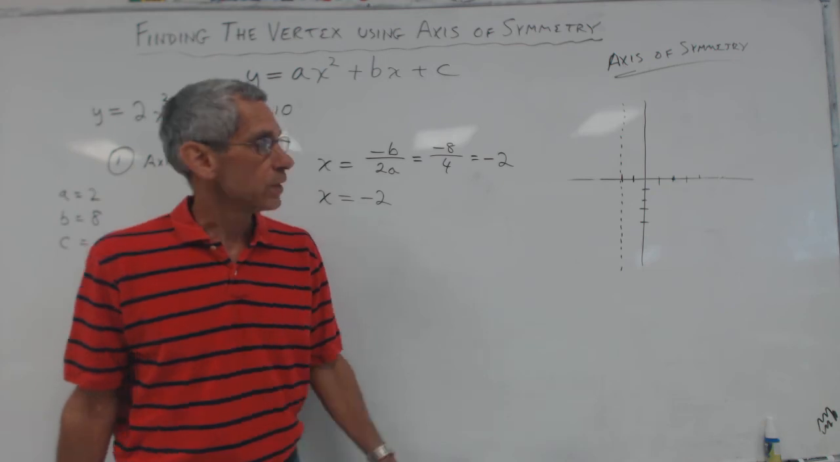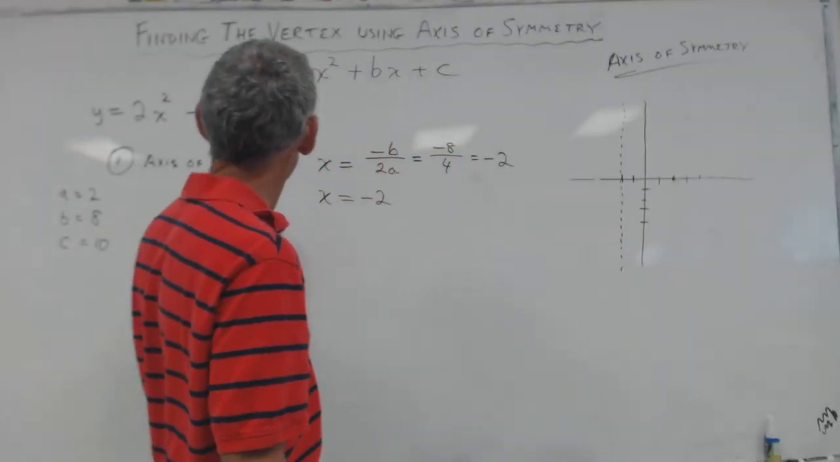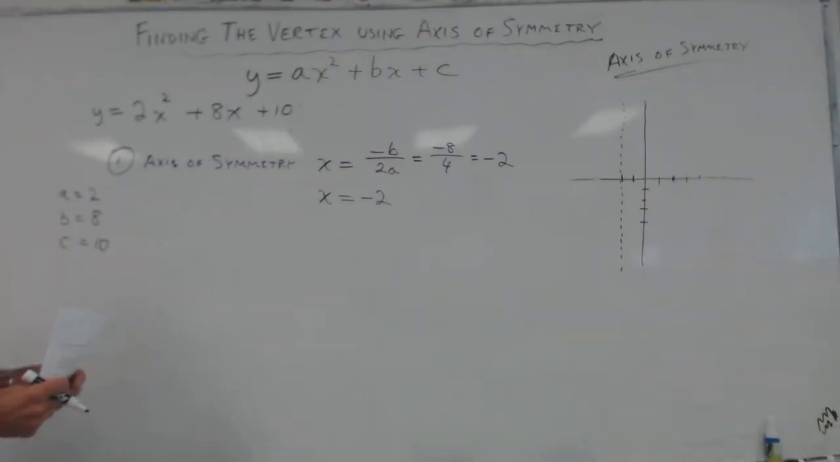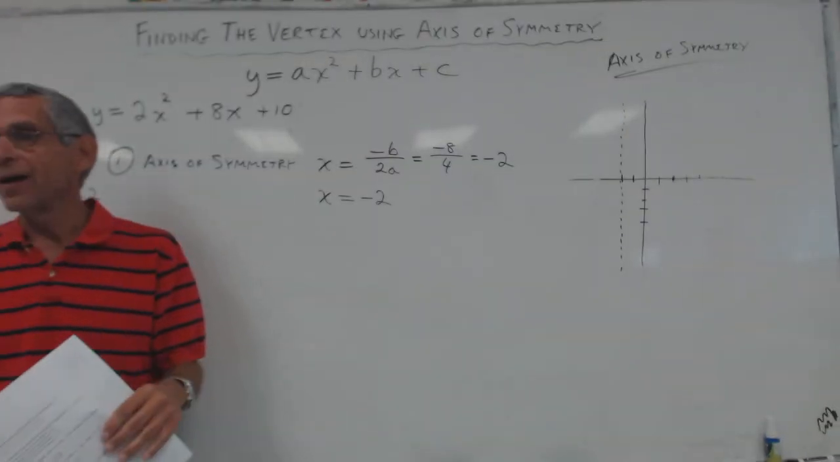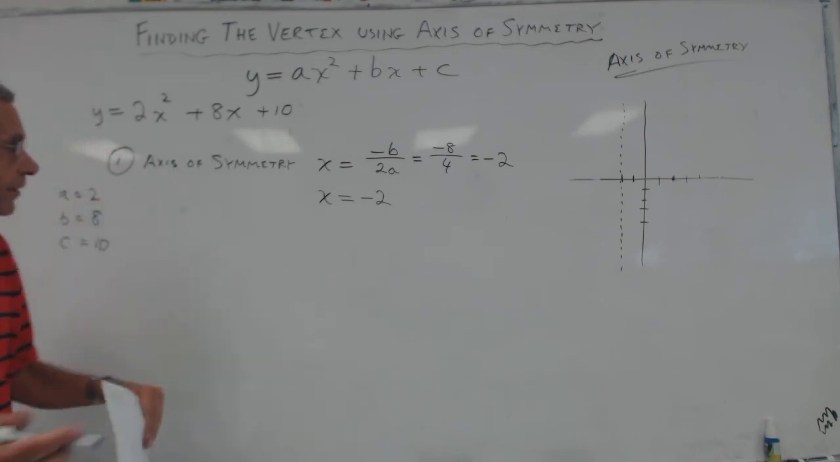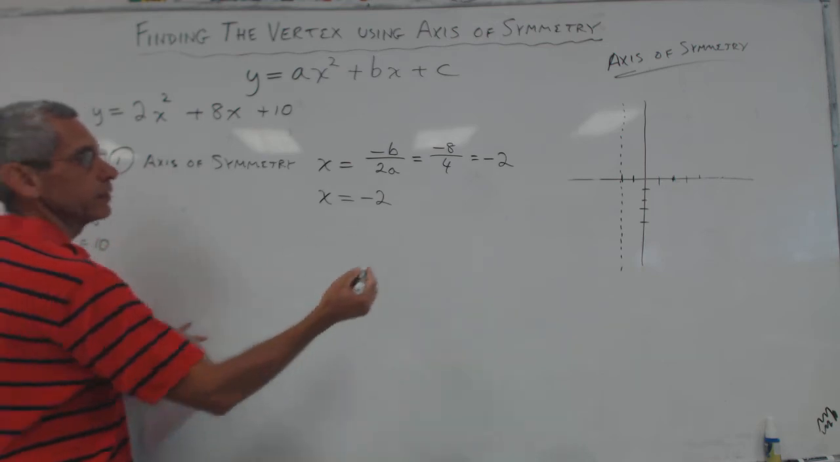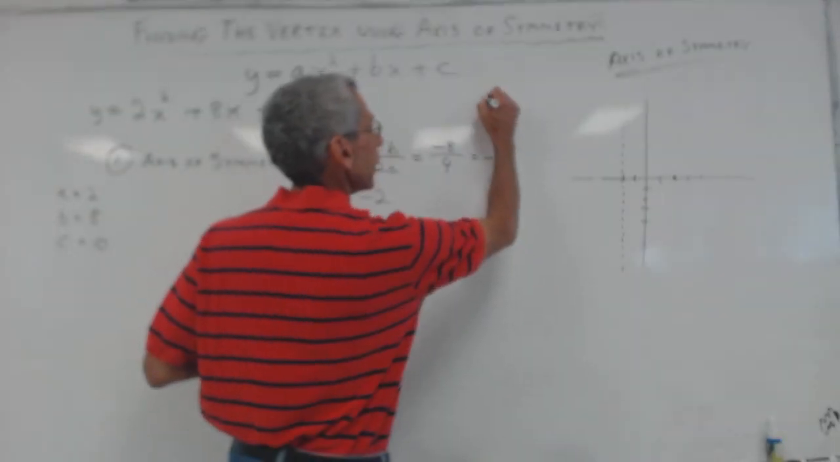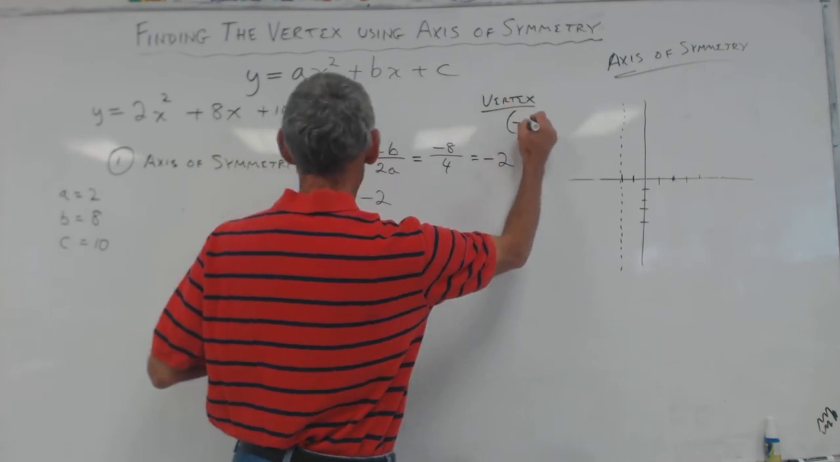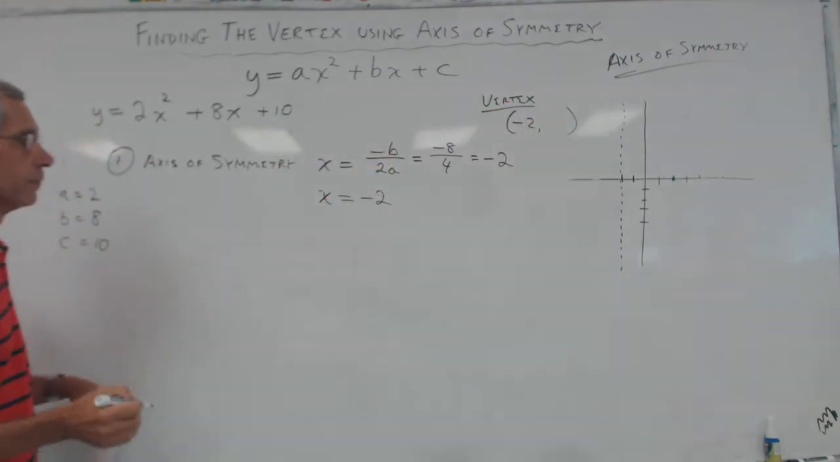This is called the axis of symmetry. That's what we've been working on. The vertex, yes. The vertex is going to be on the axis of symmetry, right? So how do I find my vertex? Plug x in, because I know my x in my vertex. I'm going to even write it down right now. My vertex is going to be negative 2 comma something, right?